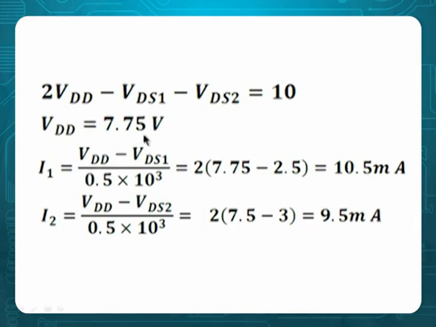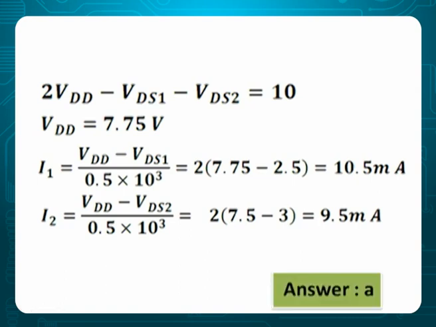Now come back and substitute: (7.75 minus 2.5) by 0.5 kilo is 10.5 milli. (7.75 minus 3 volts) by 0.5 kilo is 9.5 milli. So answer is 9.5 and 10.5. Therefore option is A. So this is how you can solve directly.